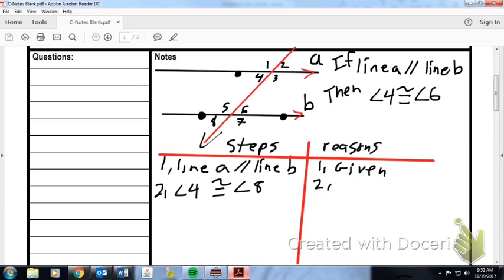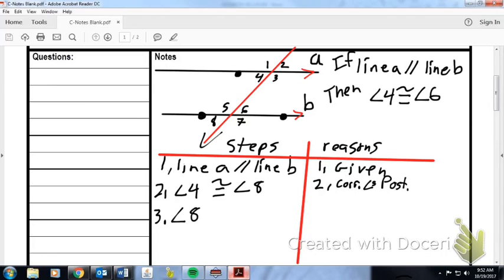So what you should have realized is that angle 4 and angle 8 are corresponding. And since we now have the corresponding angles postulate, we can say that because 4 and 8 are corresponding angles on a transversal cutting across two parallel lines, they are congruent. And that's the corresponding angles postulate. Now keep in mind this only works for parallel lines. If A and B aren't parallel, you can still have corresponding angles, they're just not going to be congruent.